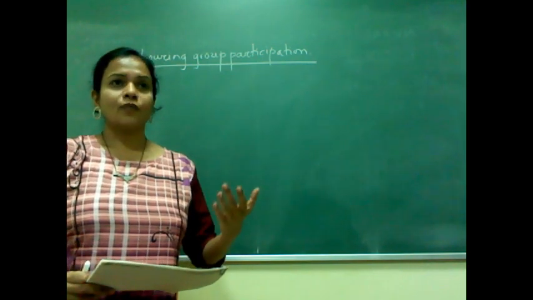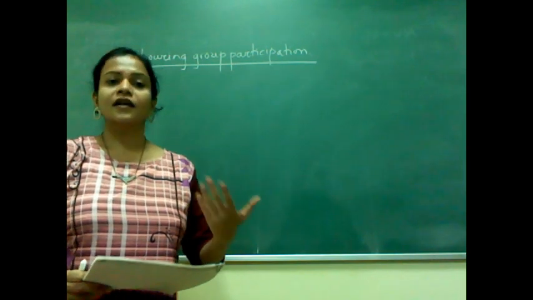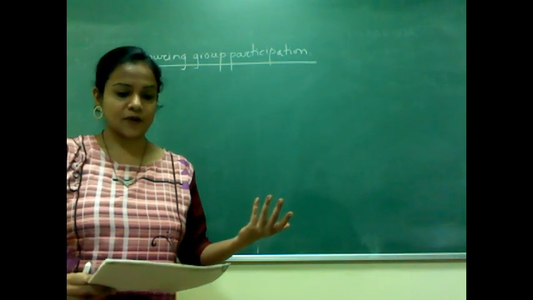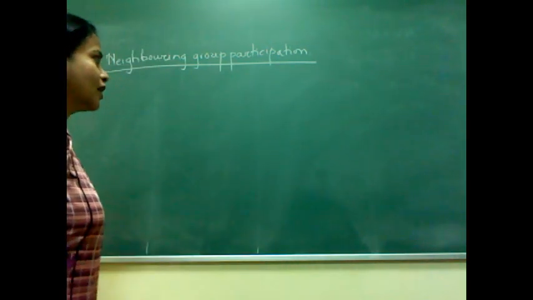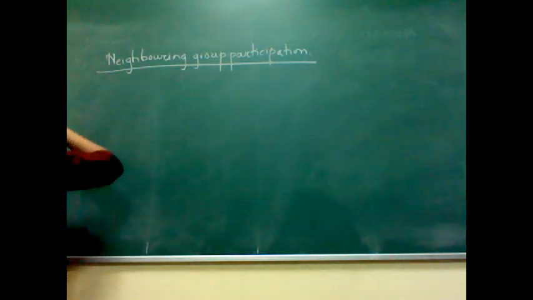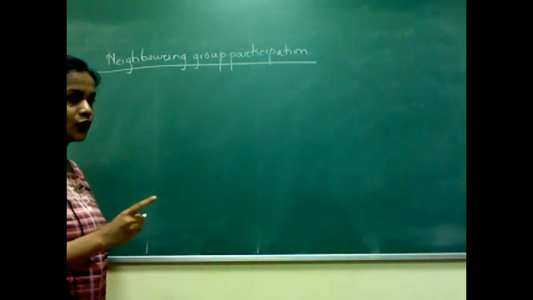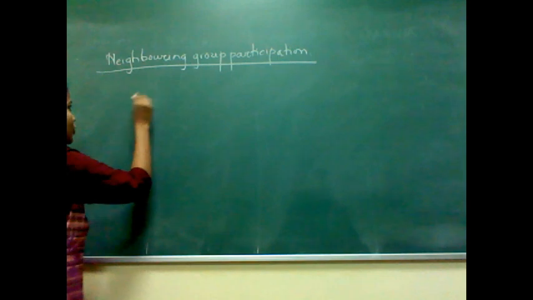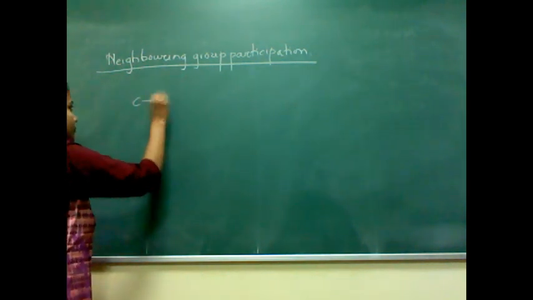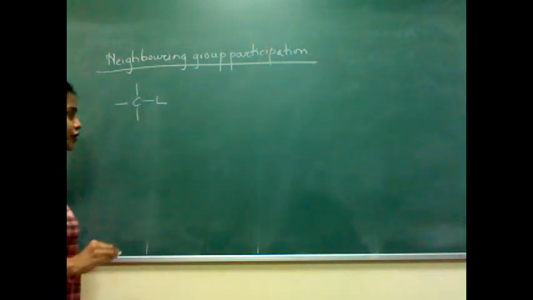Now, based on these nucleophilic aliphatic substitution reactions, let us try to extend our knowledge to what is known as neighboring group participation. So, let us first try to put everything together. Whenever you have aliphatic nucleophilic substitution, let us see, you are having this as a substrate.